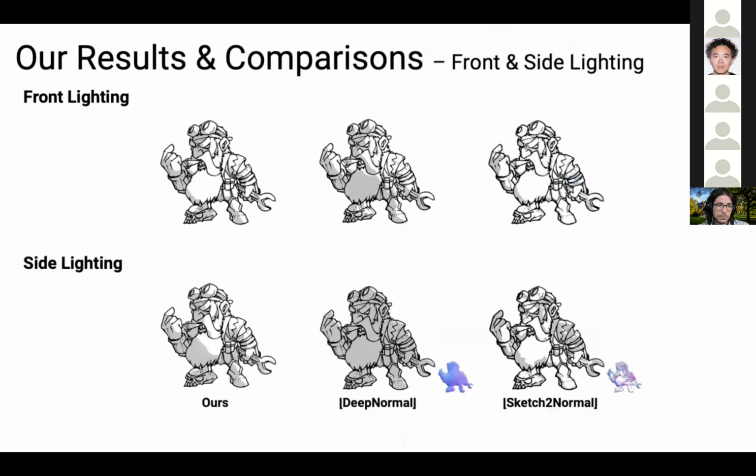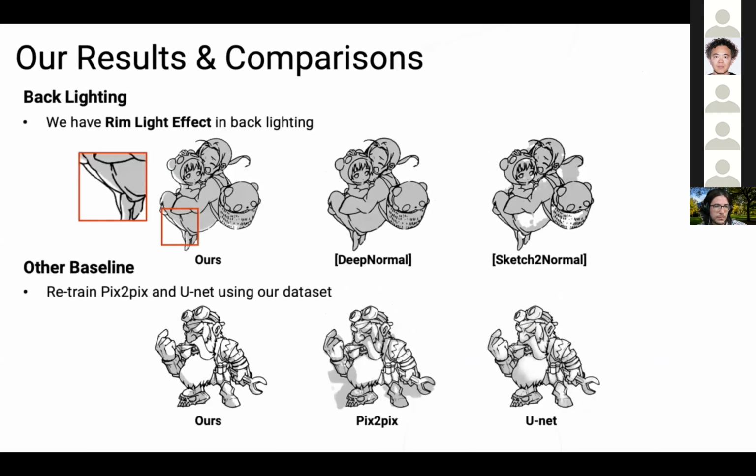When the depth of the lighting source changes, our results have accurate and apparent shadowing changes. However, Deep Normal has inaccurate depth appearance in front lighting and side lighting, and Sketch2Normal suffers from complex line drawings. In backlighting condition, our results have rim light around the object boundary, while Deep Normal and Sketch2Normal do not. We also compare with the baseline Pix2Pix and UNet trained on our dataset. We can see that the Pix2Pix architecture fails to reason the shadow, and UNet fails to generate binary shadows.